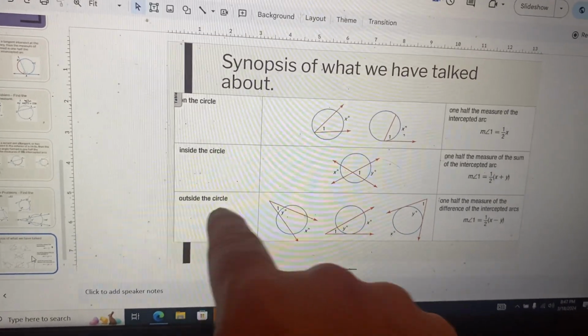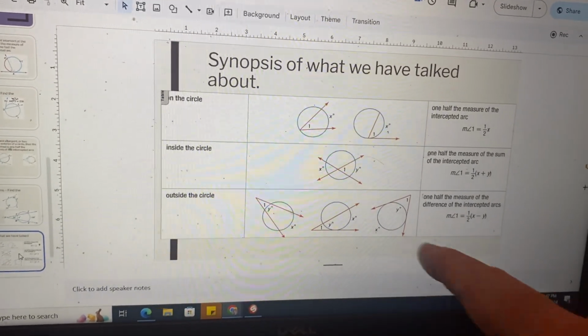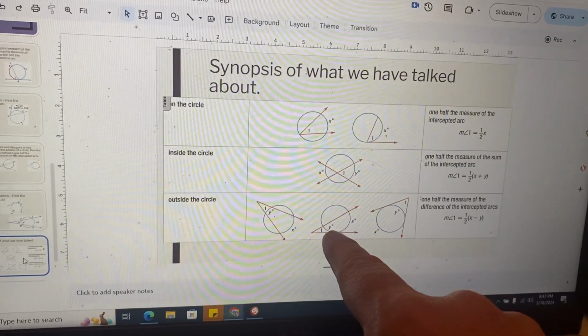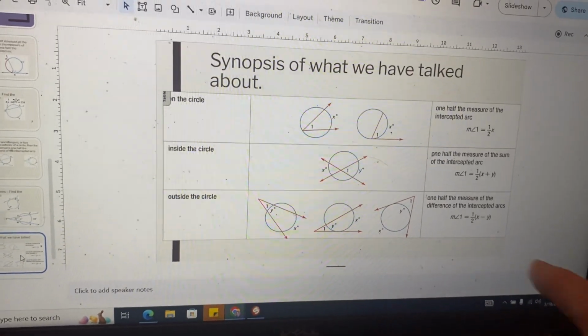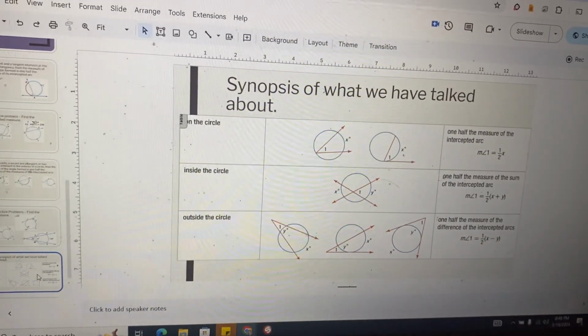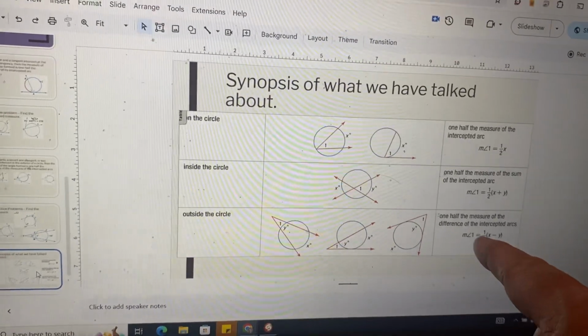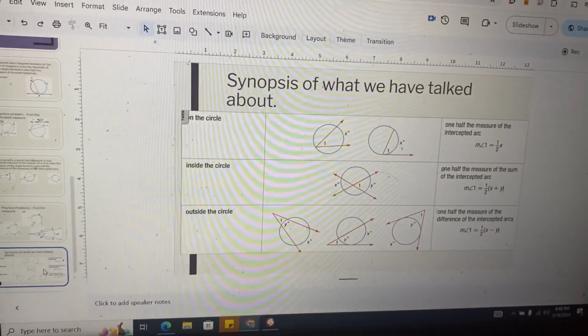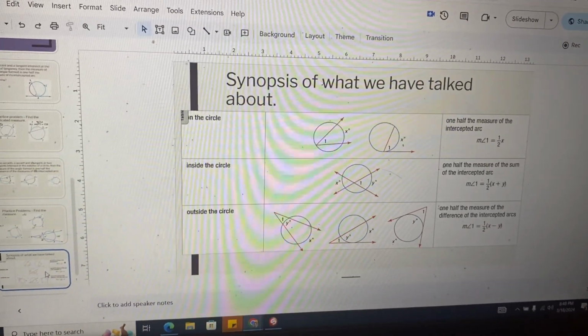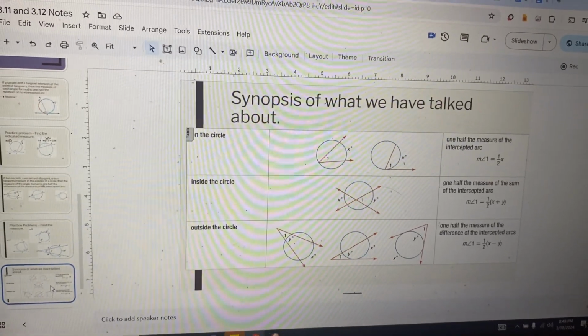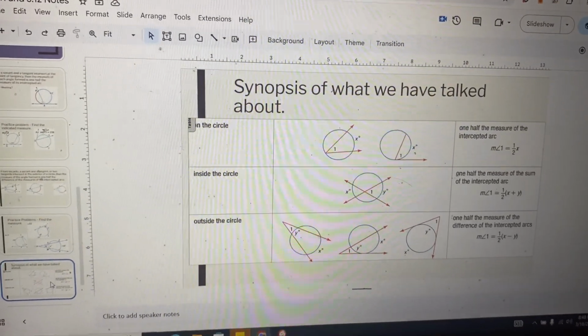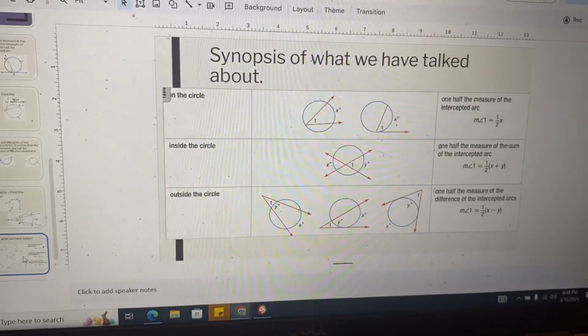And then when we have that intersection outside the circle, we've got the tangents, the tangent and the secant, or two secants, we subtract x from y. We're going to divide that by 2, and that gives us a measure. It helps to go big minus small, but you should understand we're never going to have a negative angle, so that should get you exactly what you need.